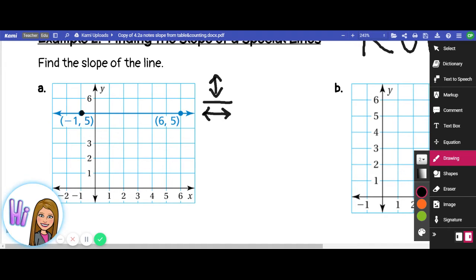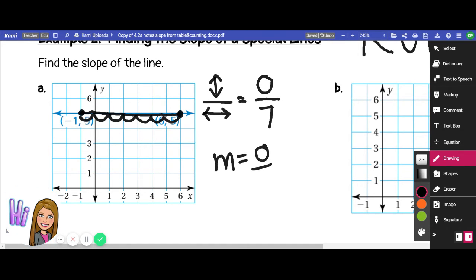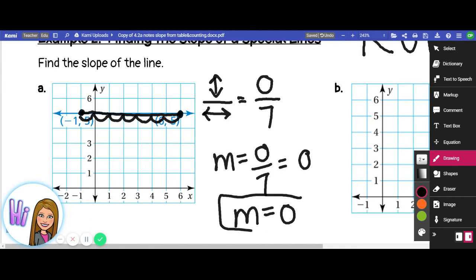So to go from -1, 5 to 6, 5, there is no rise, so the rise would be 0. We could still find a run because to go from -1 up to 6 is going to be a change of +7. So if we just had a slope of 0 over 7, that's not impossible in the math world. We could have a slope of 0. 0 divided by anything is still going to be 0, right? So slope is 0. So that is the math as to why the slope is 0.